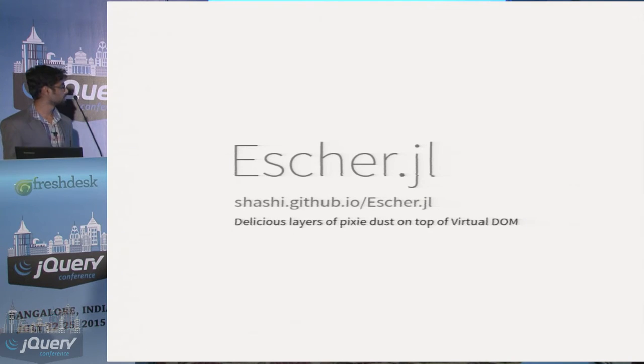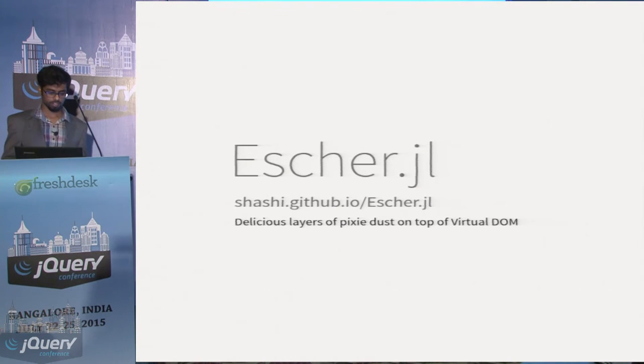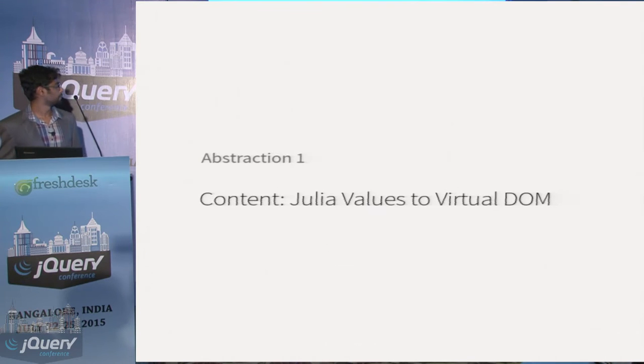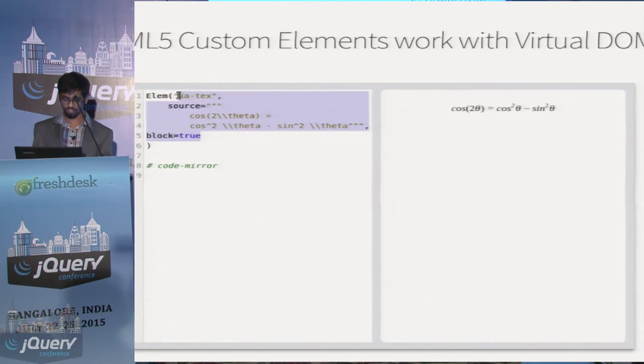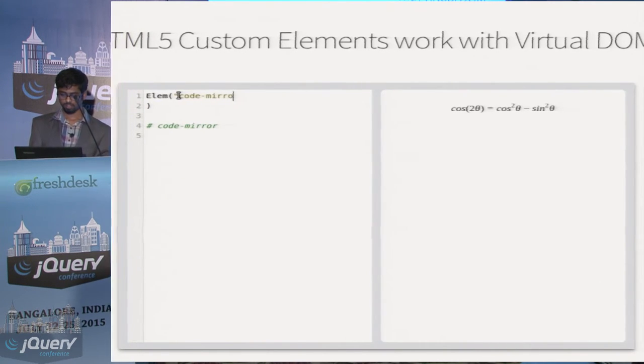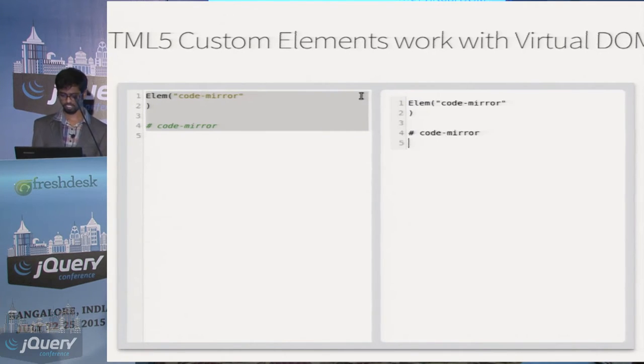Okay, so coming back to Escher.jl, so that's patchwork. Now we are building abstractions on top of this virtual DOM library. So abstraction one, converting Julia values to UIs, right? As simple as that. I wanted to show one more thing. So this code editor I'm using is just a custom HTML element again. So I just created a code mirror, and then I got a code mirror to the right.